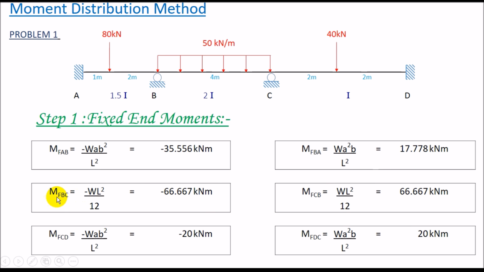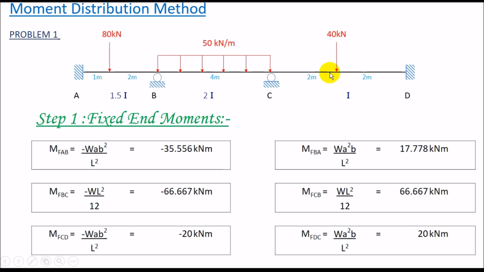Now MFBC, the fixed end moment at B of member BC, is given by minus W L square by 12, since it's a UDL spanning throughout the segment length. Where W is 50 and L is 4 meters, we get MFBC as minus 66.667, the negative sign indicating an anti-clockwise moment. MFCB is equal to plus W L square by 12, which is 66.667 kilonewton meter.